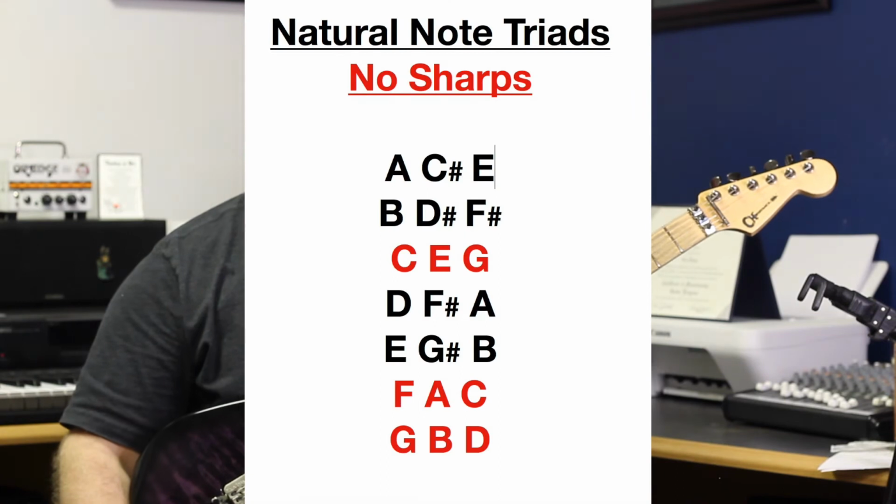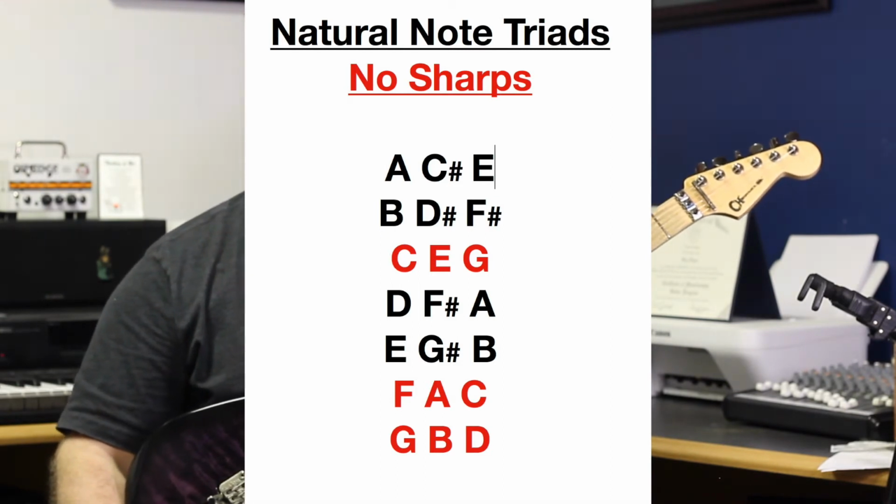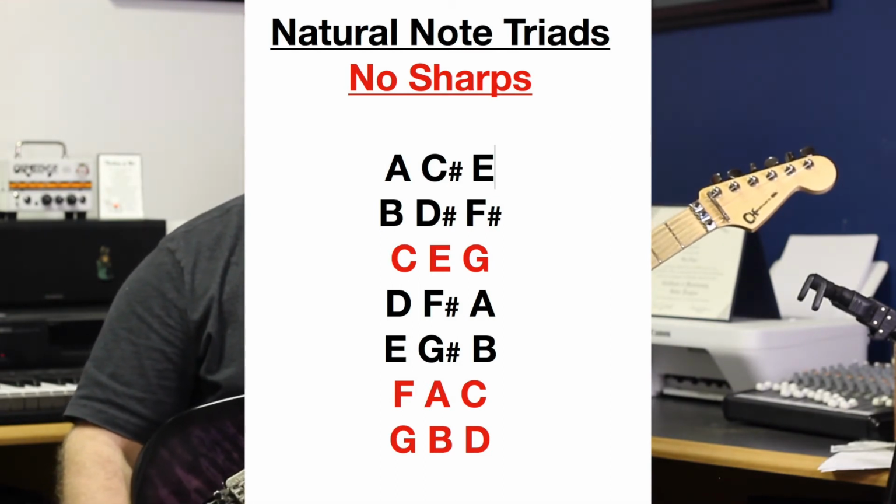Then we have 3 that have no sharps, and that would be C major, F major, and G major. So C major is C, E, and G. F is F, A, and C. And then we have G, B, and D.